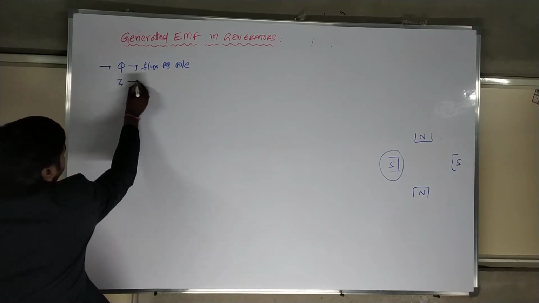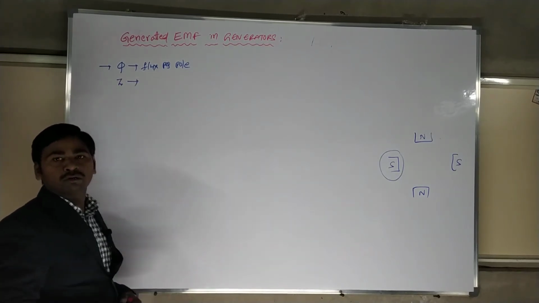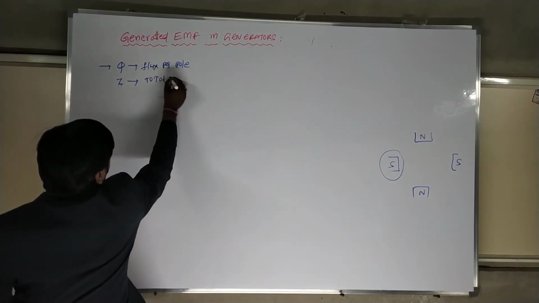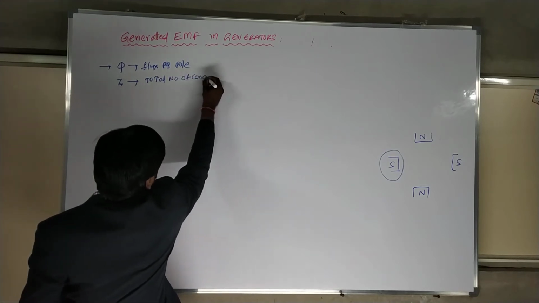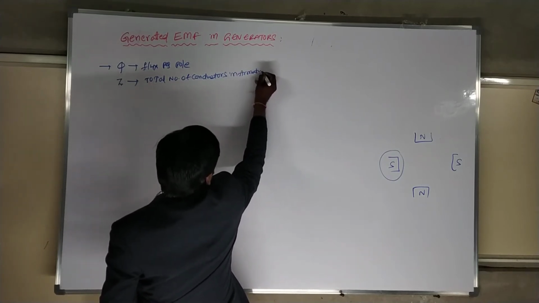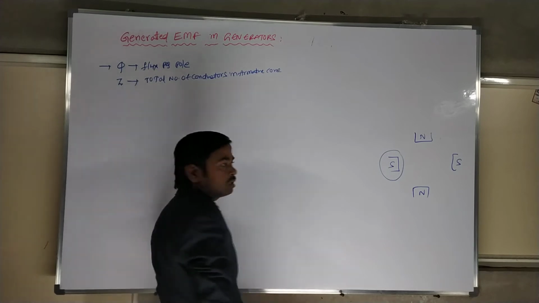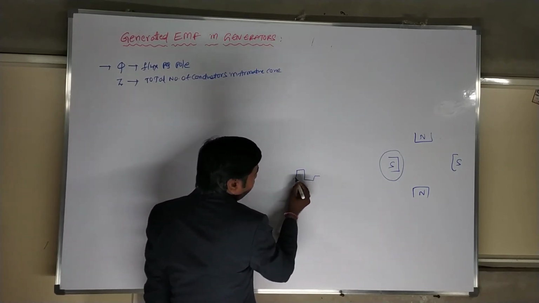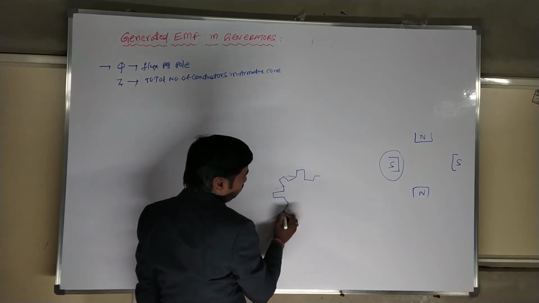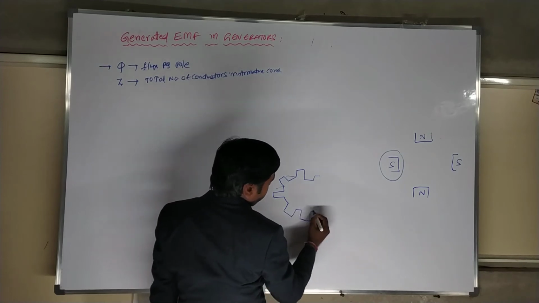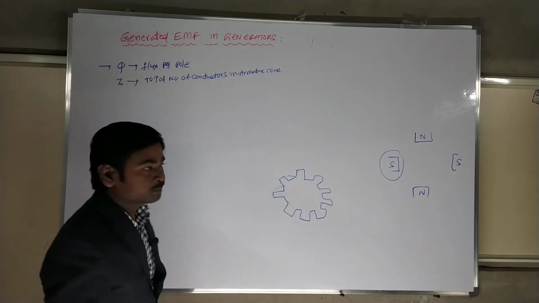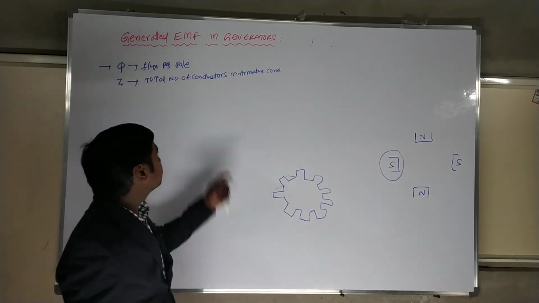Next, second thing, Z. Z is the total number of conductors inside the armature core. I think we know how the armature core looks: we have a circular body, a circle model. This is an approximate drawing of the armature core I am drawing. This total number of conductors is placed in the armature core.